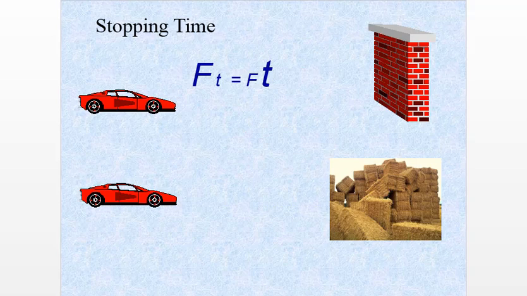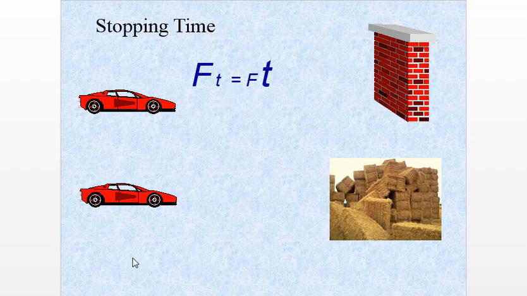Now for an example of momentum and impulse for stopping time. You can look at this illustration. This is a car hitting the wall. This is a car hitting the haystack. Imagine a car hitting the wall and coming to rest. The force on the car due to the wall is large, a big F, but the force only acts for a small amount of time, a small t.